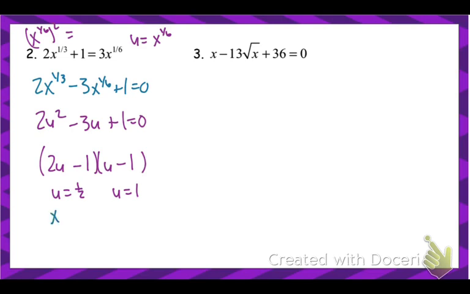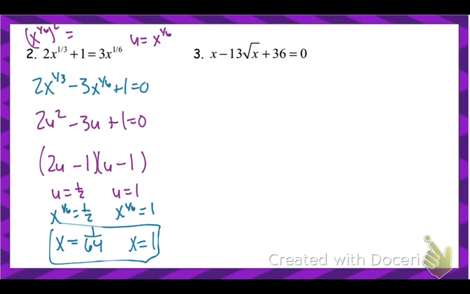So x to the 1/6 is equal to 1/2, and x to the 1/6 is equal to 1. Raise both sides to the 6th power, so that's going to be 1 over 2 to the 6th. So that's going to be 1 over 64. Raise this side to the 6th power, and that's just going to still be 1.